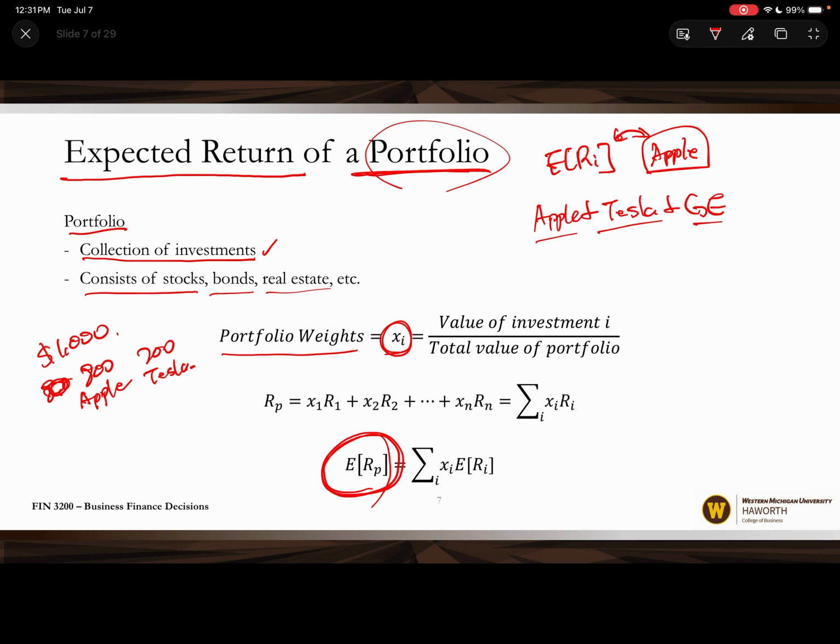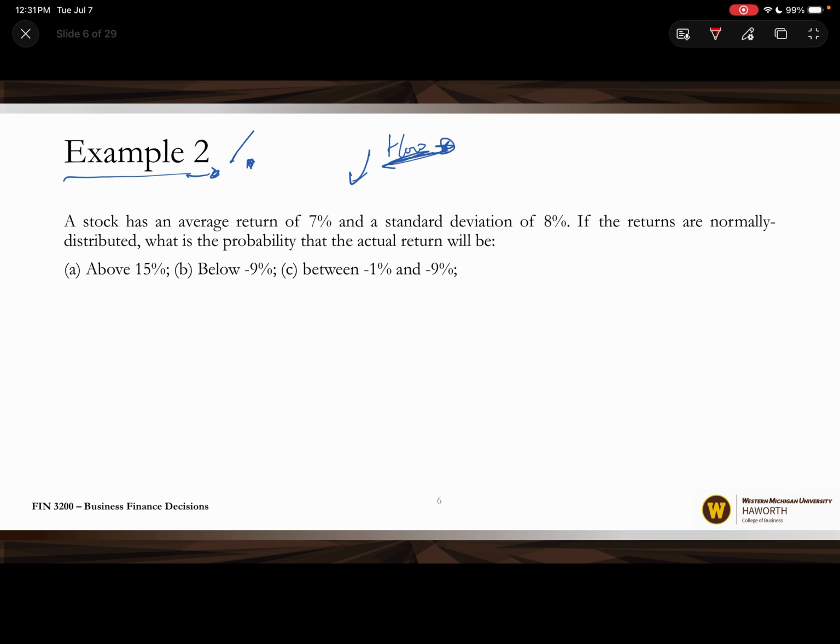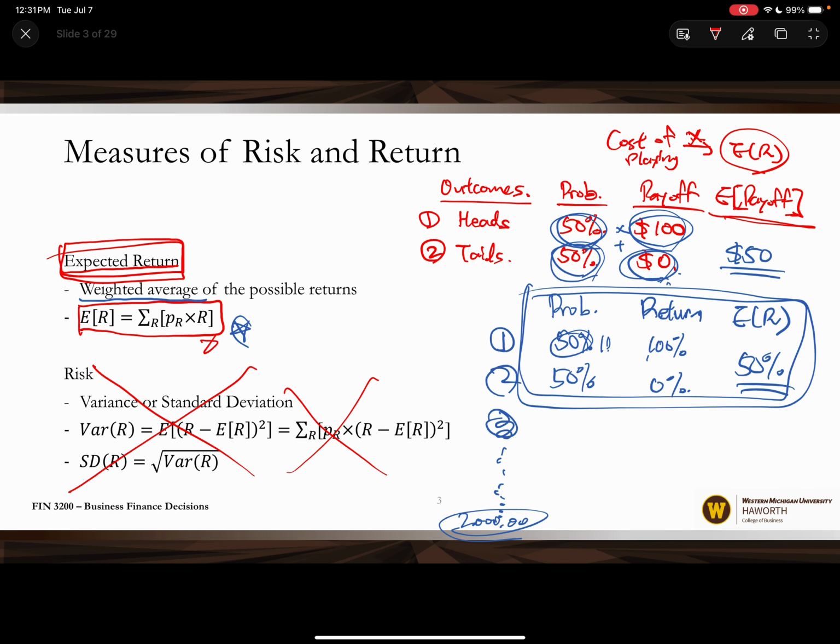I'll just use this notation. The weight in Apple is 80%, right? 800 over 1,000, or 0.8, 80%. Weight in Tesla is 20%. So that's all we're doing here. Total value of a portfolio, and then how much you put in that particular stock, I. And we just did the expected return calculations following this formula, right?